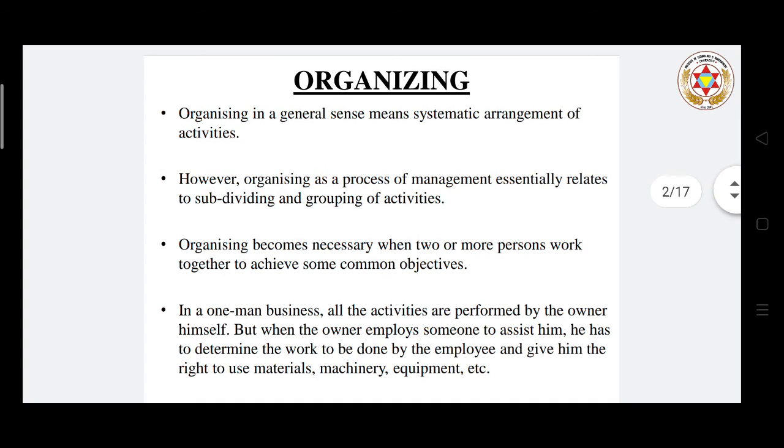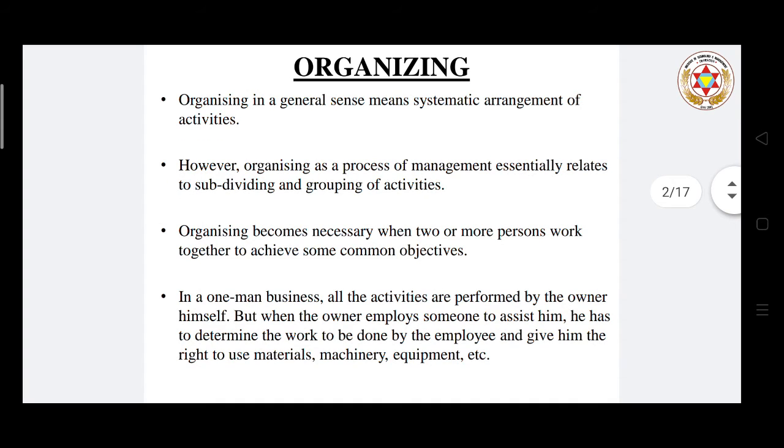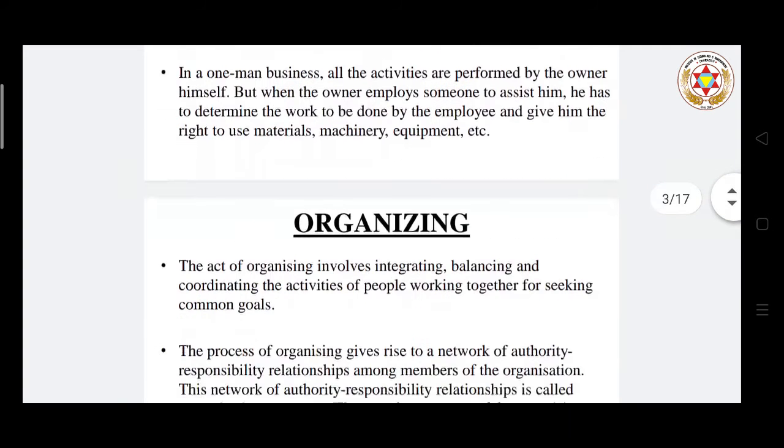What is basically organizing? It means systematic arrangement of activities. It is a process which essentially relates to subdividing and grouping of activities. It is necessary when two or more persons are together to achieve a common objective. If it is a one-man show, then all the activities are performed by the owner himself. But when the owner employs someone, he has to determine the work to be done by that person, and give the right of use to material, machinery, and equipment.